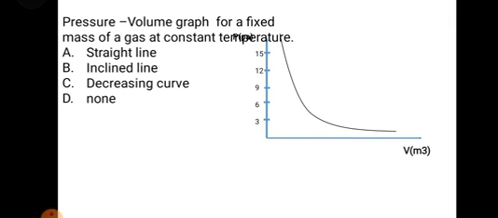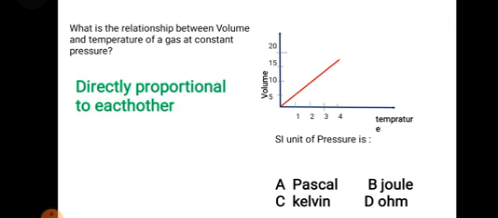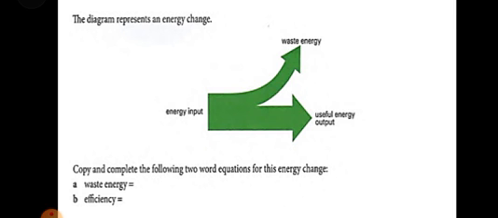Next is pressure volume graph that is shown over here. What is the shape of the graph, a pressure volume graph, at a constant temperature? Yes, it's a decreasing curve. Next, what is the relationship between volume and temperature of a gas at a constant pressure? This graph shows the relation between volume and temperature. Both are directly proportional to each other. SI unit of pressure is, yes, it's Pascal.